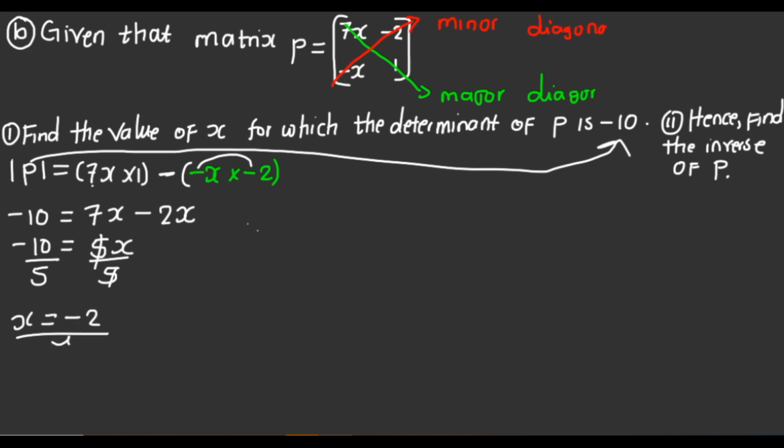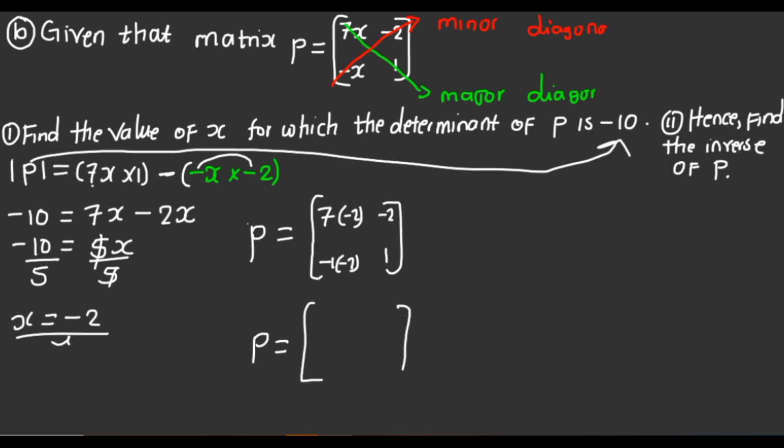Now let's find the actual matrix for P. So we have 7 times negative 2 minus 2, negative 1 times negative 2 plus 1. The actual matrix P is equal to 7 times negative 2 is negative 14, negative 2. Negative 1 times negative 2 will give us positive 2, 1. So this is our actual matrix.